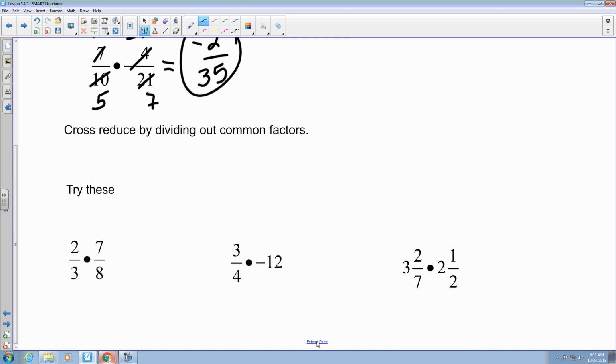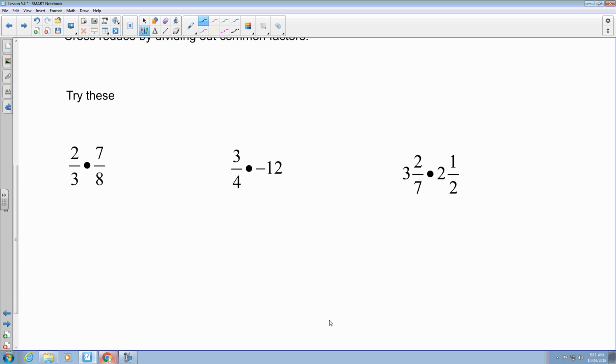Looking at these particular fractions here, I have 2/3 times 7/8. I notice that 2 and 8 are both divisible by 2. 2 divided by 2 is 1, and 8 divided by 2 is 4. 3 and 7 don't go anywhere, so I just leave them as is. 1 times 7 is 7, and 3 times 4 is 12. Okay.